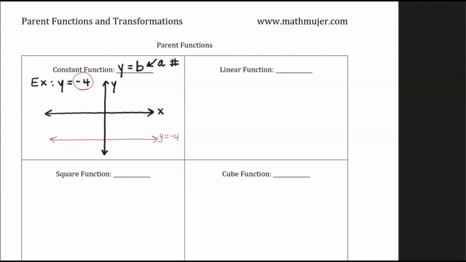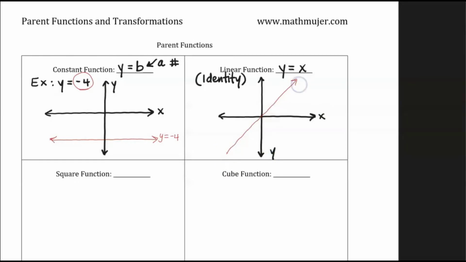The next parent function that we have is the linear function. You may also hear this referred to as the identity function. Those are the same thing. And the linear or identity function has the form y is equal to x. And when you graph that function, what you will see is a line with slope 1 that goes through the origin. That looks like this. That is what the linear function looks like.